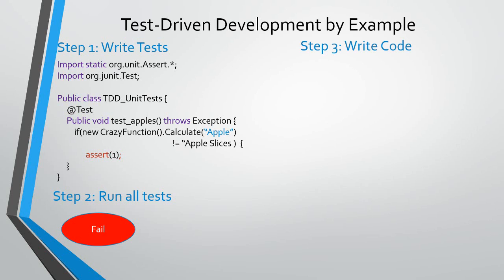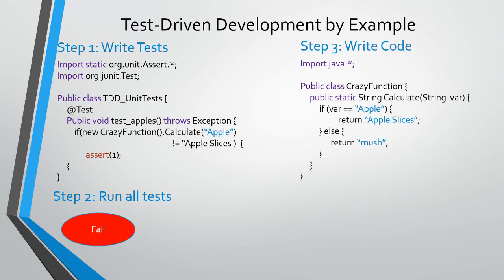Once we know this will fail, we now need to code the actual function and methods for crazy function. In this code, all we're doing is passing a variable into the calculate method. If the variable equals apples, then apple slices is returned from the function. If not, the method returns mush. If we compile this code, the test case should now pass. The test passes. This means we can proceed to refactoring, if applicable, or to implementing another test case in response to another software requirement.